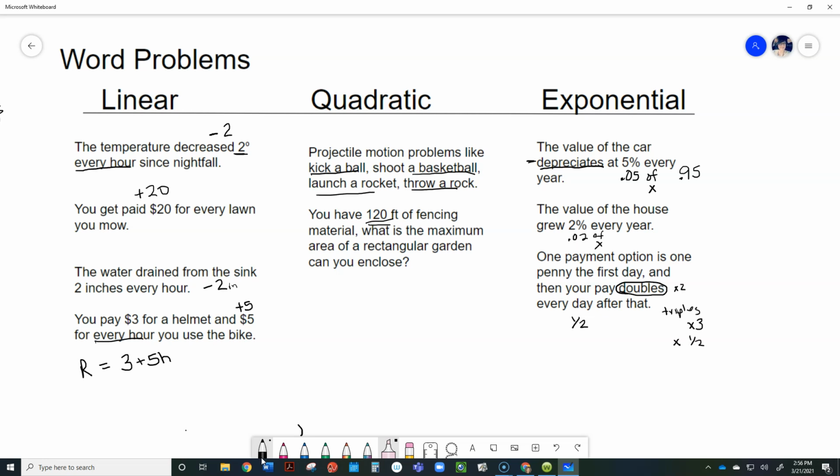So all of these involve multiplication, and you usually won't see the word multiplication, but you'll know it based on other contextual words like of, or doubles, or triples, or half, those kinds of things.